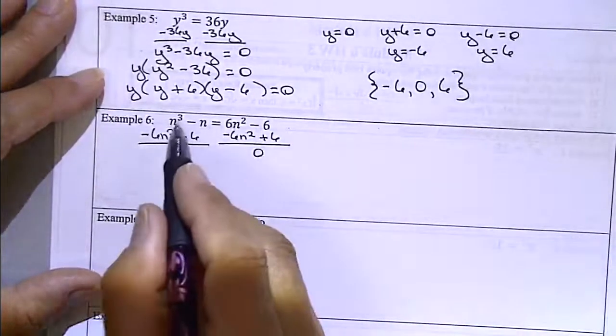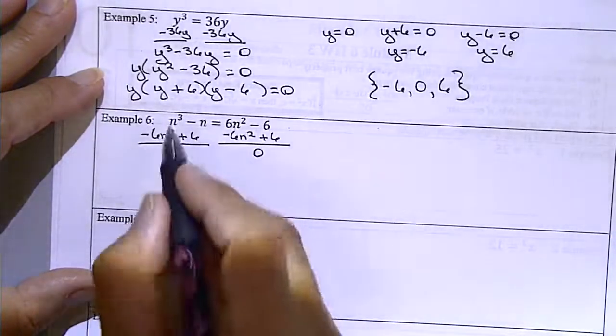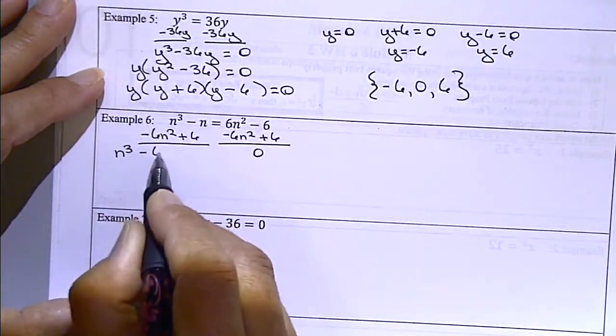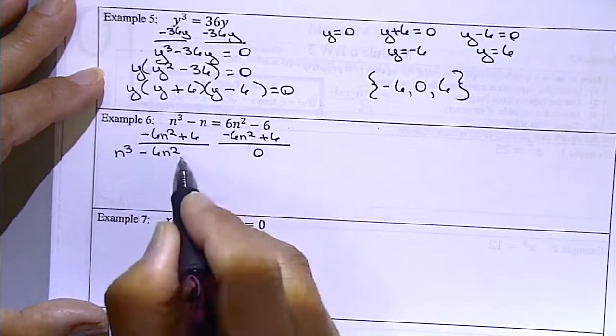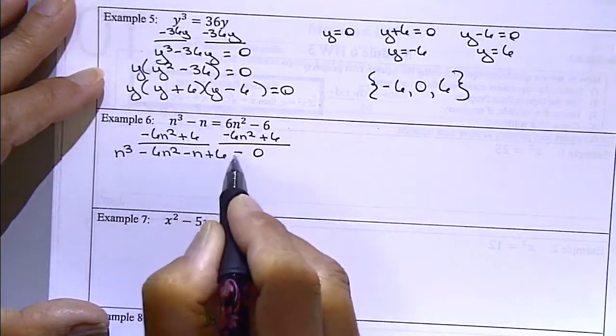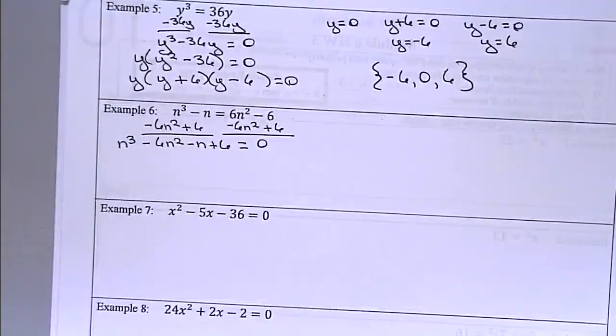Now I'll write it in descending exponents, okay? Highest exponent is n cubed. Next one, that negative 6n squared. Next one, negative n. And the final is plus 6. That's equal to 0. And there is my problem. It looks like it has 4 terms.